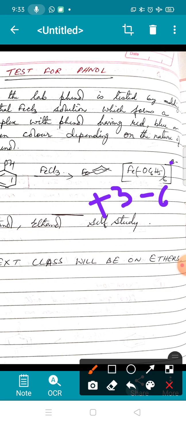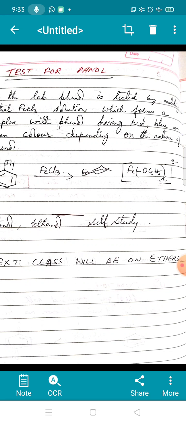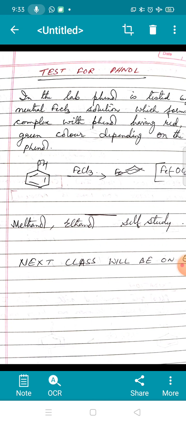Now depending on the phenol, like we may have phenol, we may have paranitrophenol, we may have chlorophenol, we may have naphthol. So many types of phenols are there. Now this complex will have different colors. It may be red, it may be green, it may be blue as well. So with this we come to the end of the reactions of phenol.